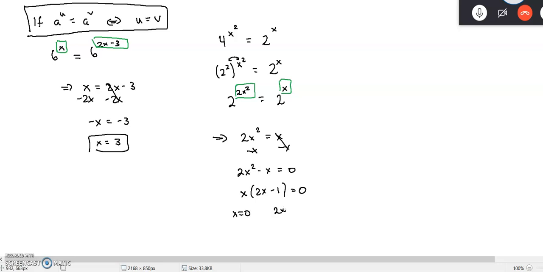And we can break this up: x equals 0, 2x minus 1 equals 0. So x equals 0 is one solution. And then this one we can solve. The answer is 1/2. Okay, so for this one we get 2 solutions. You can come back up here and check. You can put these in your calculator. For 0, anything to the 0 is equal to 1, so these are both equal to 1. And then for 1/2, you'd have 4 to the 1/4 equals 2 to the 1/2, and those are the same as well.